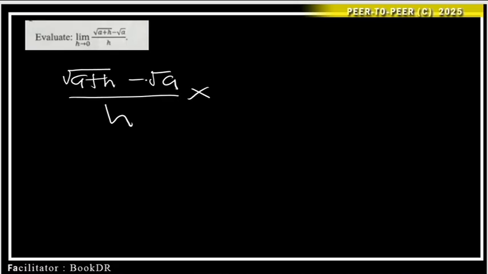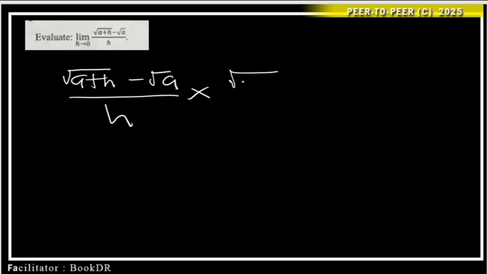As h is the denominator, when you input h equals 0, the fraction will not be defined, and as such we have to manipulate the expression a little further. So let's copy out the expression: the square root of a plus h minus the square root of a, all over h. We shall rationalize the numerator by multiplying through by the conjugate of the numerator.